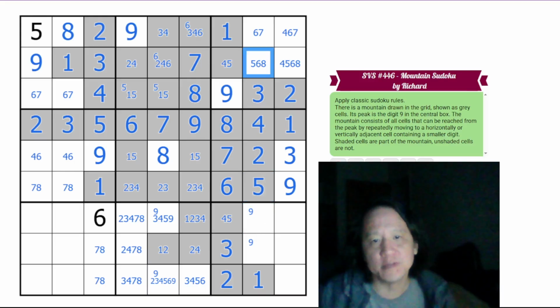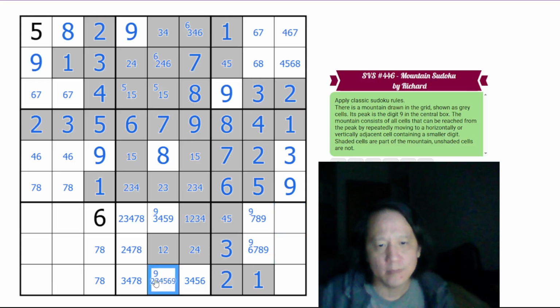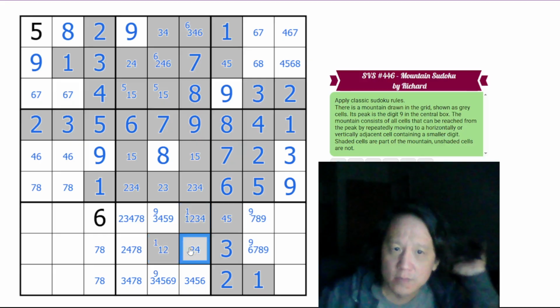So, remaining, this 5 eliminates 5 here. Remaining digits in column 8 are 6 through 9. This can't be 6 because of 6 in the row. This can't be 2 because of 2 in the row here. So one of these is a 1 guaranteed here.